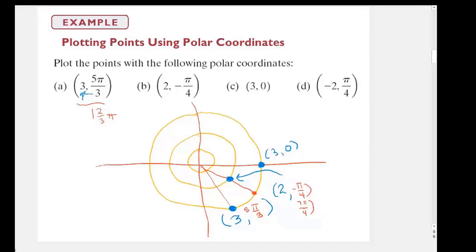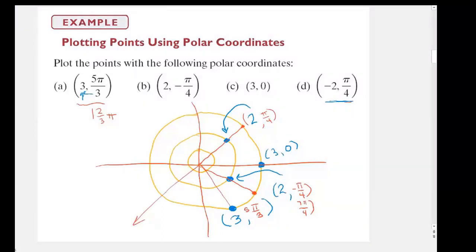And then the last one is the hardest one for people to kind of wrap their head around. We're starting with our angle, which is pi over 4. If we put it out here, this point right here is 2 comma pi over 4. How do I get negative 2? Well, the way I get negative 2 is I go exactly in the opposite direction.